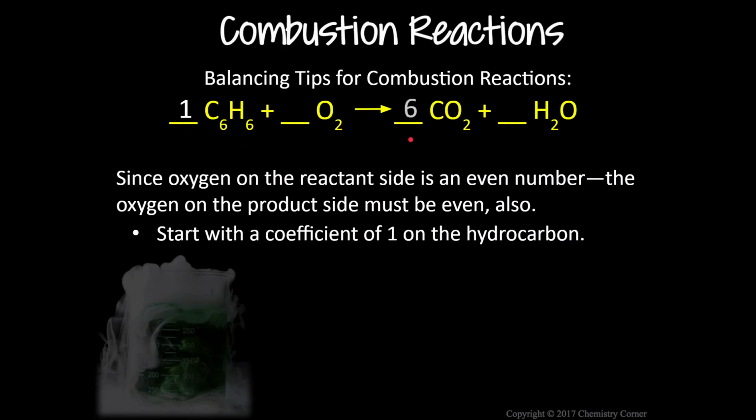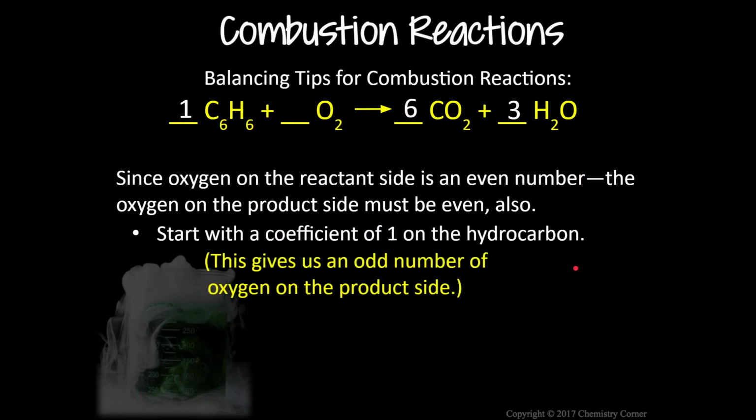So if we put a 6 here, then that gives, well, what we've got here is 1 times 6 hydrogens. So if I put a 3 here to balance out my 6 hydrogens, that's going to produce 3 oxygens, which is going to produce an odd number. So I already know that that is not going to work. So I'm going to erase those, and I'm going to double everything.